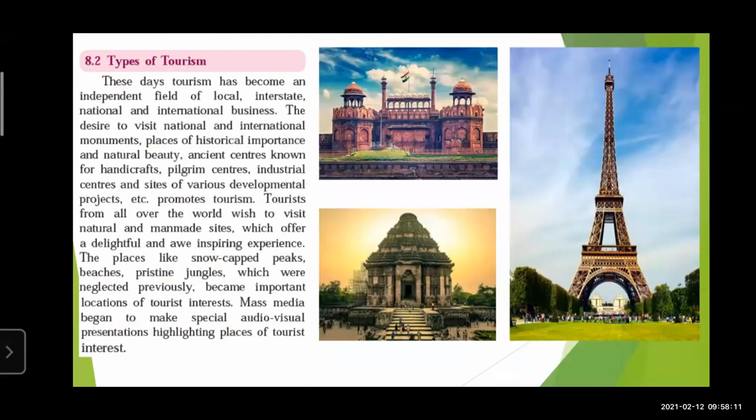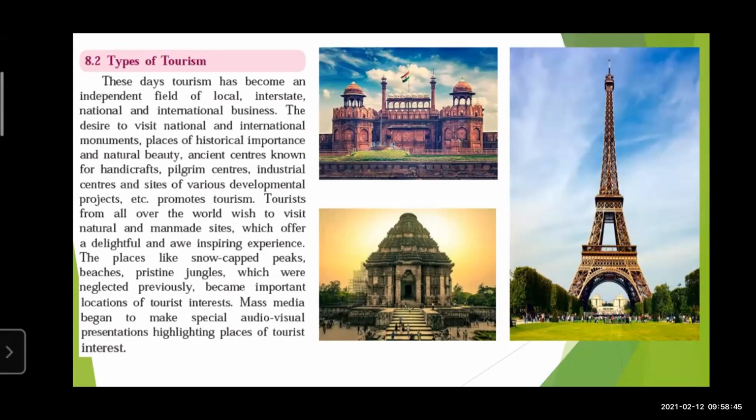Now we come to types of tourism. Okay, there are different types of tourism, and as I told, different people travel for different purposes around the world. These days, tourism has become an independent field of local, interstate, national, and international business. Okay, so tourism is a business which is an independent field which takes place locally, within the state, nationally, and internationally as well.